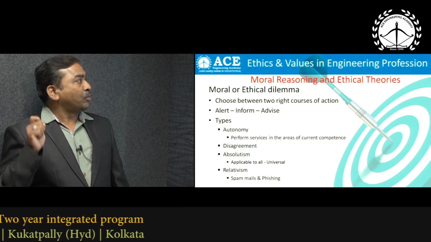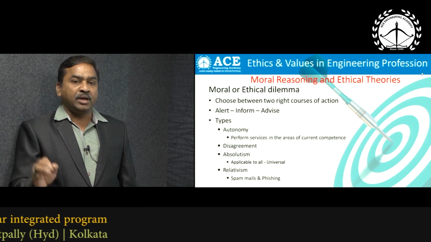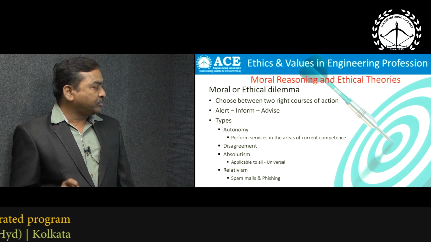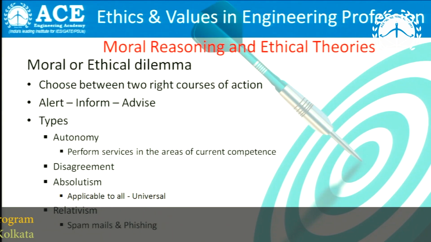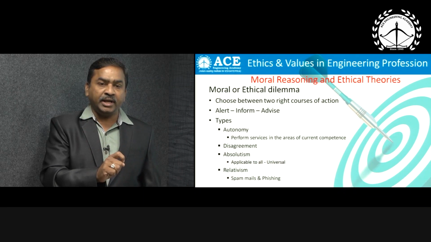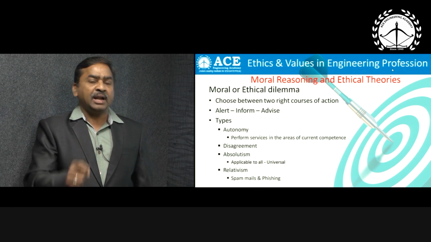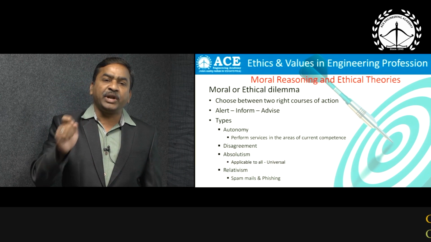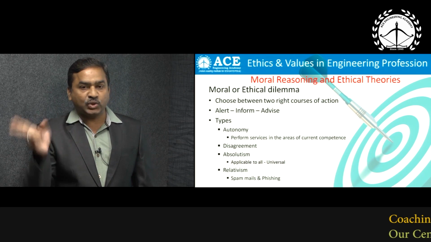Again, ethical theories and moral ethical dilemma are of several types. Autonomy, where you are autonomous to take the decision. Disagreement, absolutism. Absolutism means applicable to all, universally a common law is applicable to all. Relativism, in some parts of the country or in some parts of the society the rule is applicable, in some parts it may not be applicable, it depends on the community. For example, let me take a computer science example here. Phishing and spam emails is not a crime in Russia, whereas it is a crime in USA. So it depends on the society.